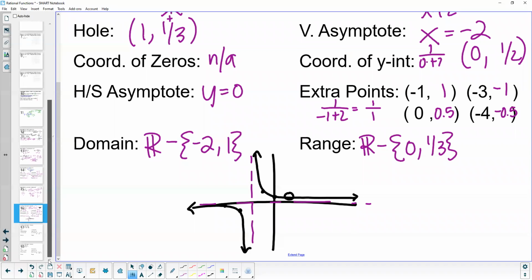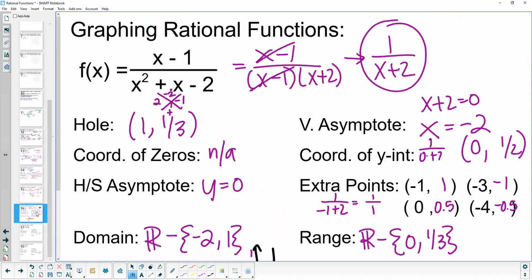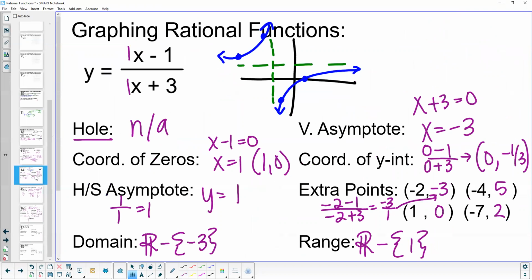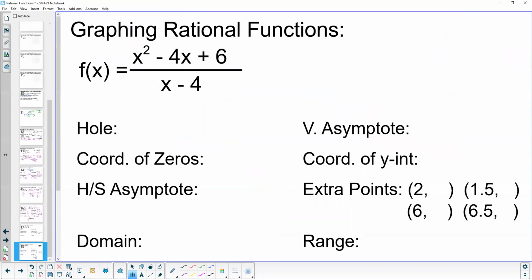Now we are going to take a look at one last example here. So you can see we've had some where the top and bottom are the same. We have some where the bottom is bigger than the top. We're going to take a look at this last example here. This is one where we're going to get one of those slant asymptotes, where the top is bigger than the bottom. So let's take a look at this question here and see what we can do.